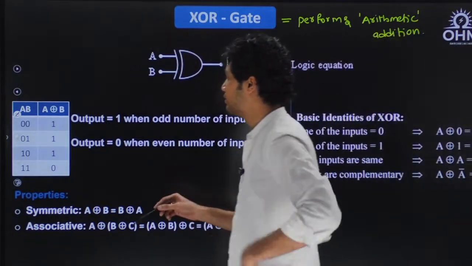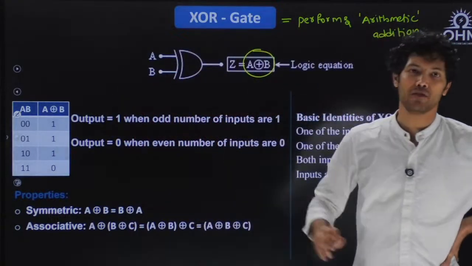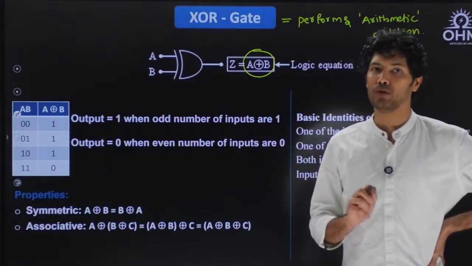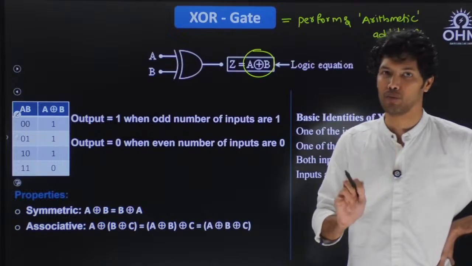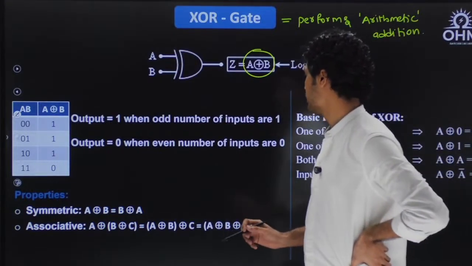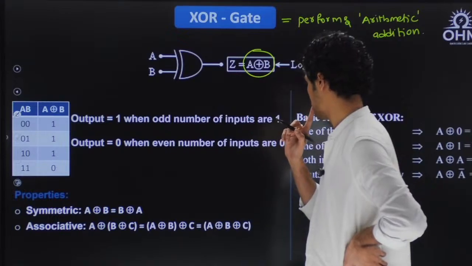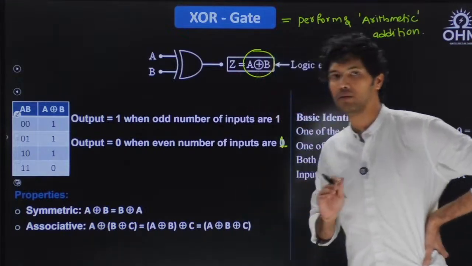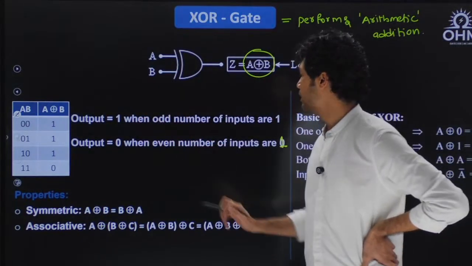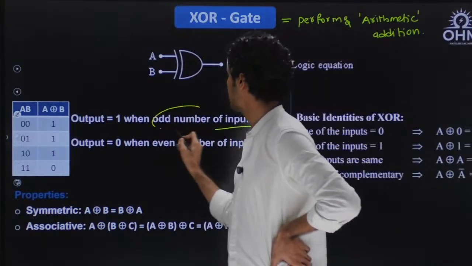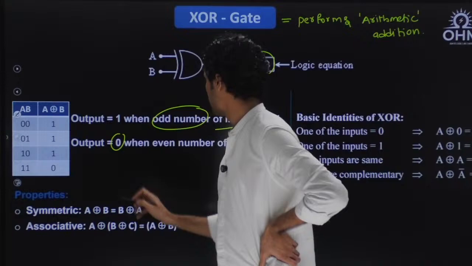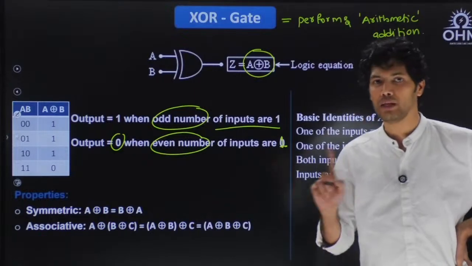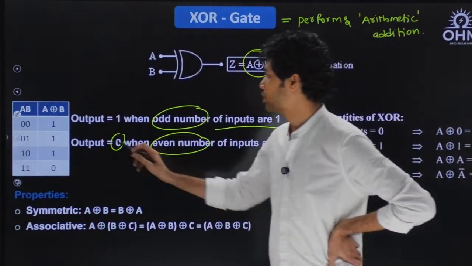Whenever we want to understand the XOR gate in the form of a statement, it is simply counting the number of ones. XOR and XNOR both simply count the number of ones, only the number of ones, not the number of zeros. There's a small mistake, this should be 1. So the output is 1 whenever the number of ones at the input side is odd, and the output is 0 whenever the number of ones at the input side is even. So odd number of ones means 1, even number of ones means 0. That is what you can see here.